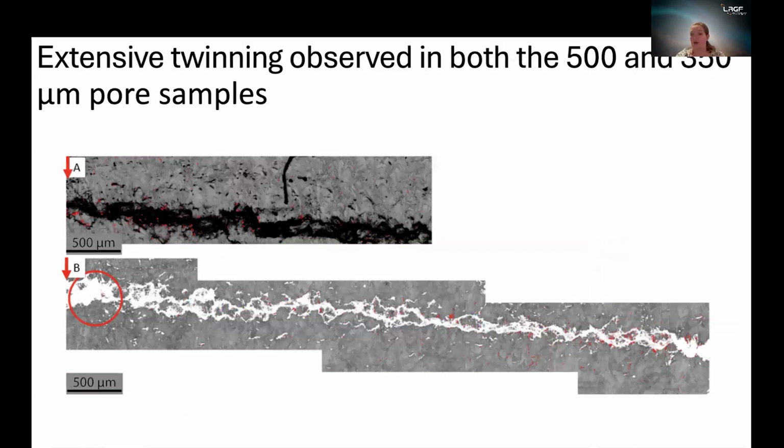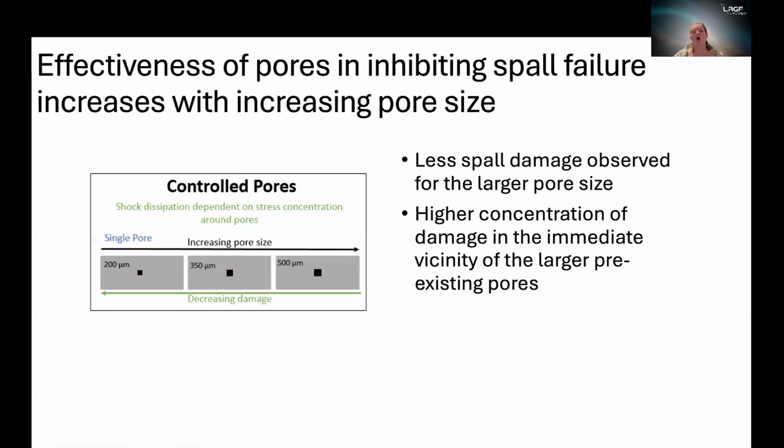We do also see twinning, which is expected in our small region, but again, it seems to be concentrated right around the pore, which we can't seem to map for this one. But then there is extensive twinning when we start to move farther away from the pore. The same thing we see in the fully dense material, whereas it's spread very consistently across the 350 micron sample. So overall, as we increase the pore size, we start to see less small damage. And then also there's a higher concentration of damage in the immediate vicinity of the largest pre-existing pore.